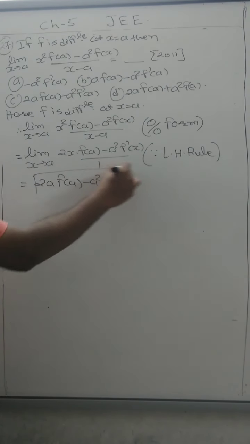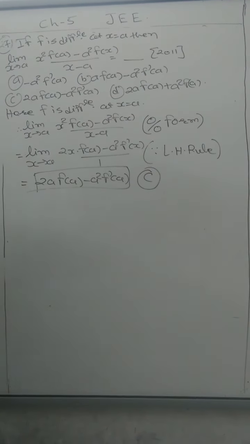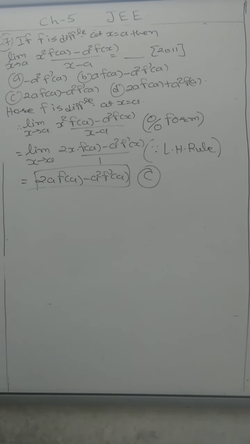This is our answer. So according to the L'Hospital rule, this sum is very easy. But when you do the original method, it is quite lengthy. So this is a time saving technique. So be careful and remember: 2a f(a) minus a square f dash a. So C is the answer. Okay, so this way we cleared sums 25 to 27. Now we go for the next one.